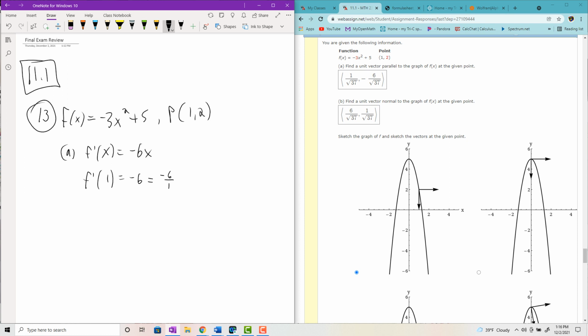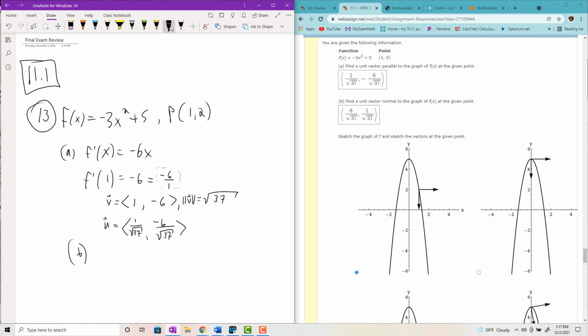Okay, so when you do your tangent vector, I'll just write a vector first, and then I need the unit tangent vector. To just get the vector, you think of this thing as slope, so y over x. The x coordinate goes first, and then the y coordinate goes next. I need a unit vector, so I have to get the magnitude of this. That would be the square root of 1 plus 36, which is 37. So my unit tangent vector is 1 over root 37, comma, negative 6 over root 37.